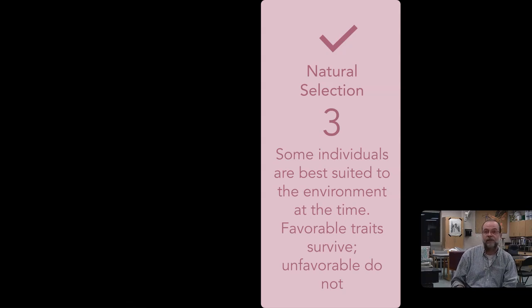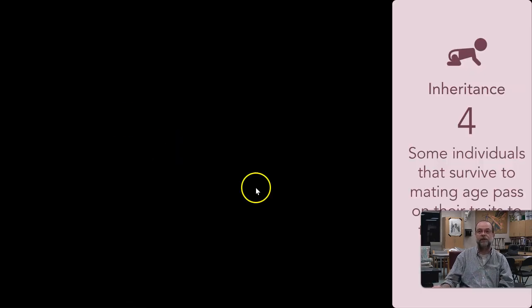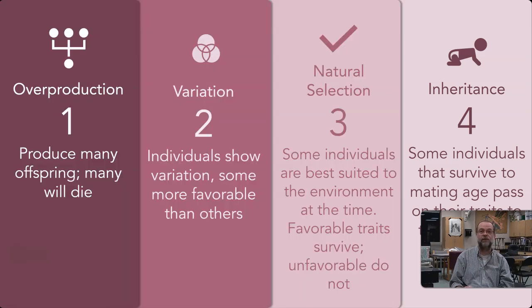As far as the survival of the fittest part of it, some of those variations will be beneficial to the organism, so they will survive. Sometimes those variations are not favorable and they don't survive. Those that do survive will pass on to their offspring. If they survive to mating age and actually do mate, they'll pass on their genes to their offspring, and their offspring will then contain those genes that allowed their parents to survive. So: overproduction, variation, survival of the fittest, passing on the genes.